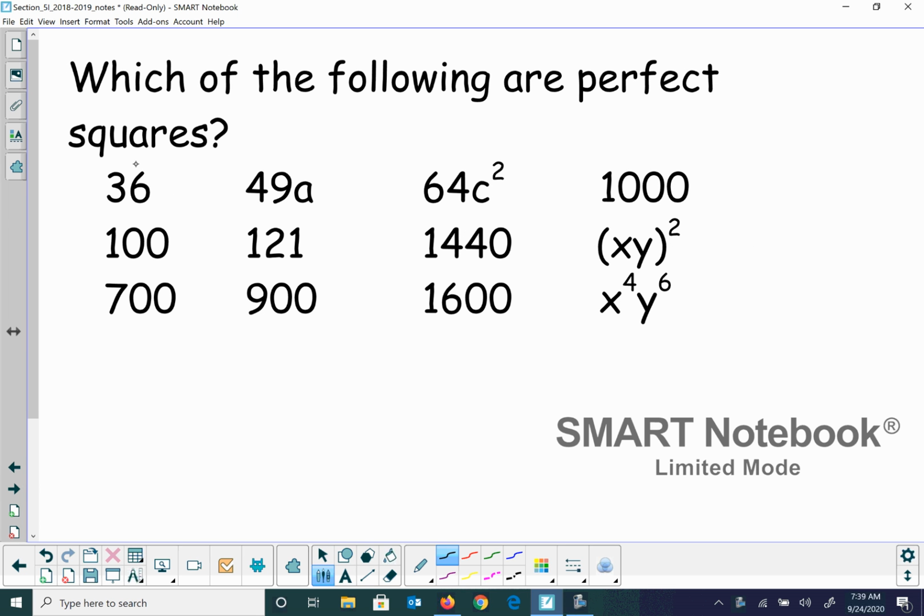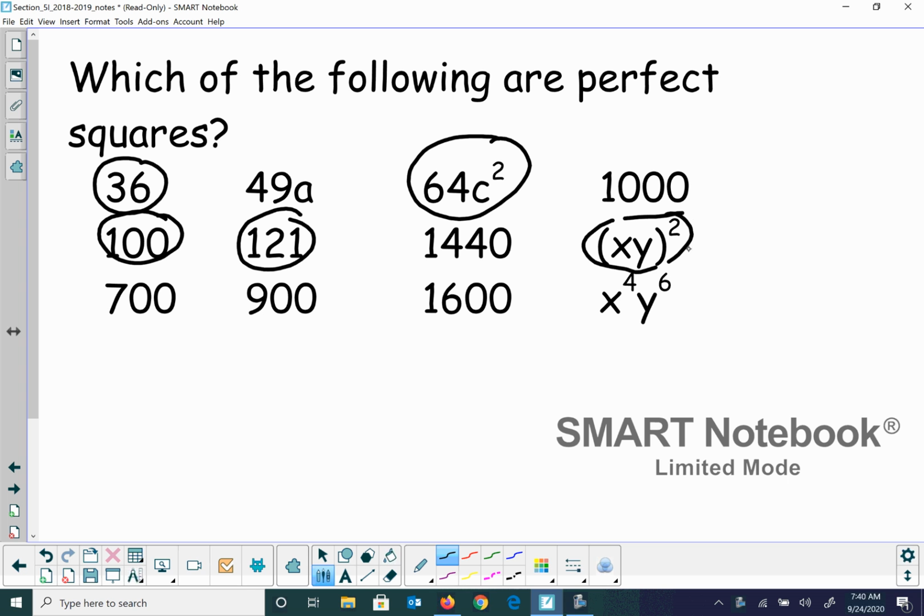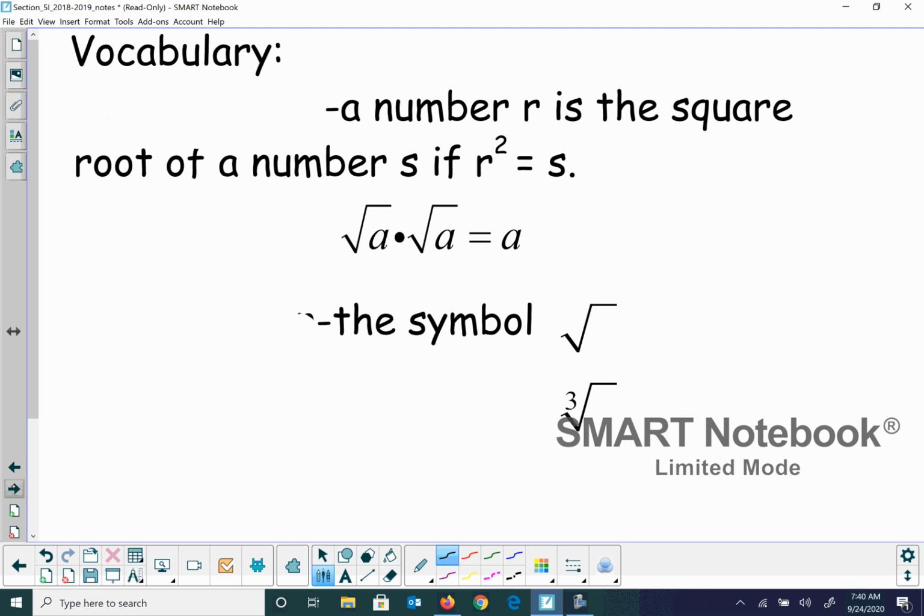Which are perfect squares? Well, this is 6 times 6, this is 10 times 10, this is 11 times 11, this is 8c times 8c. This would be a perfect square as well because it would just come out to be x. If I distribute that in, it would be x squared, y squared. This would be x to the second, y to the third if I took the square root. So there could be some other perfect squares in there that I'm just not seeing right away, for the most part.